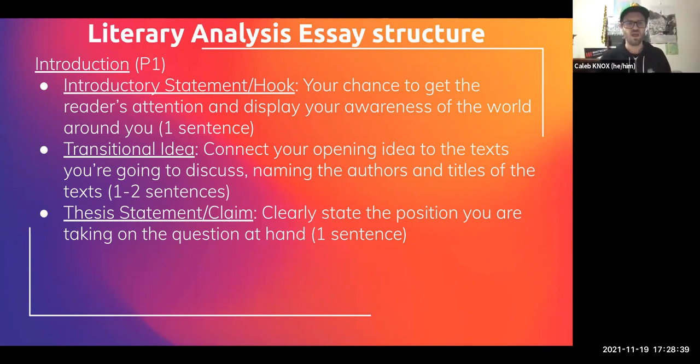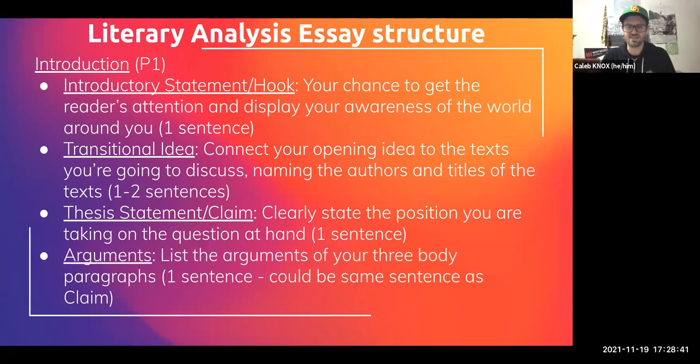And then finally, you want to list the arguments of your 3 body paragraphs. That's only going to be in one sentence. And for most people, most of the time, they put it in the same sentence as their thesis statement. Romeo and Juliet is not a love story because argument A, argument B, and argument C. And then as you write your body paragraphs, you have one body paragraph about A, one about B, and one about C. This is a short paragraph, you'll notice. It's like 3 to 5 sentences.